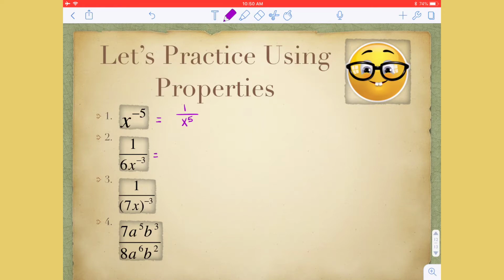On the second expression, I'm going to go ahead and keep the 6 because that has a positive exponent, so I don't want to move that. But I'm going to move the x to the 3rd to the top so that it becomes positive.